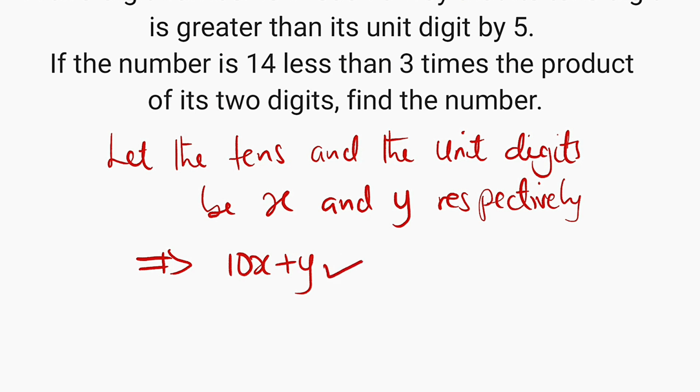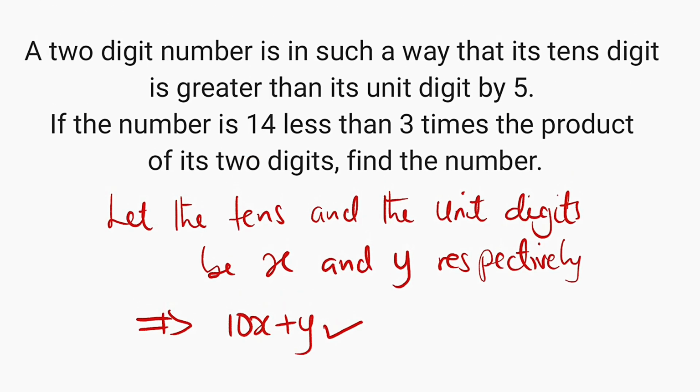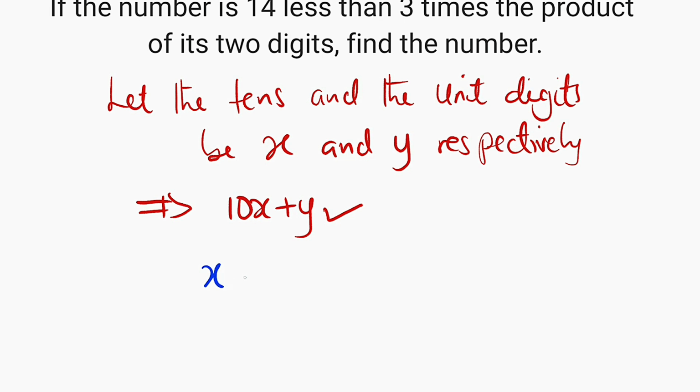We are going to look for the values of x and y, and substitute them back into this expression to obtain our number. From the question, we have learned that the tens digit is greater than the unit digit by 5. This implies that if you add 5 to the unit digit, you obtain the tens digit. In another word, you can subtract 5 from the tens digit, and that will give us the unit digit. Therefore, x, which is our tens digit, take away 5, will be equal to the unit digit, which is y. Let us call this equation 1.